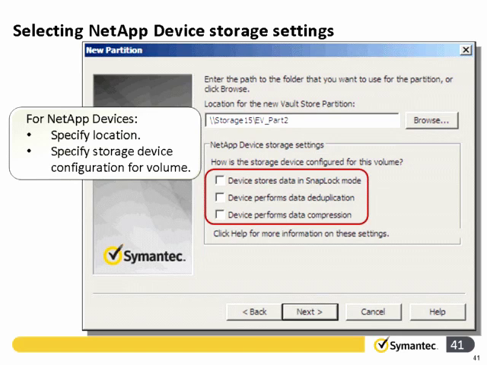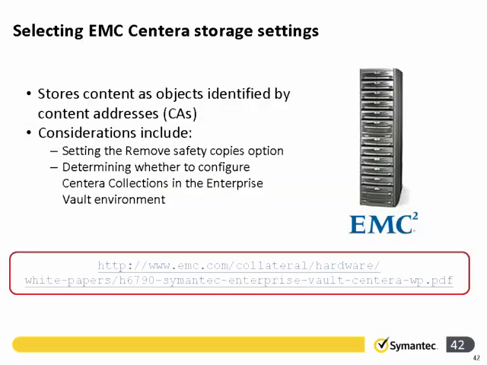And of course, if you're using the NetApp types of devices, you'll understand exactly what the snap block option does for you. But if the NetApp is doing all three of those types of functionality for you, then you can check all three of these items, and then that way Enterprise Vault will not do the data deduplication or the data compression.